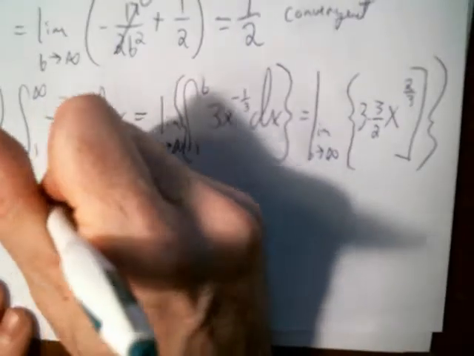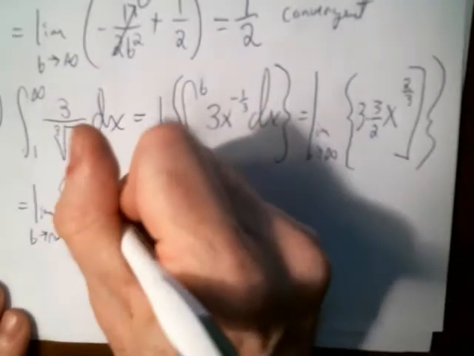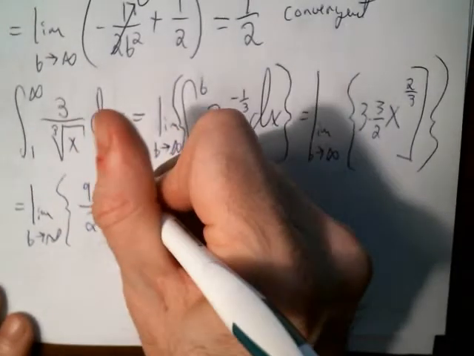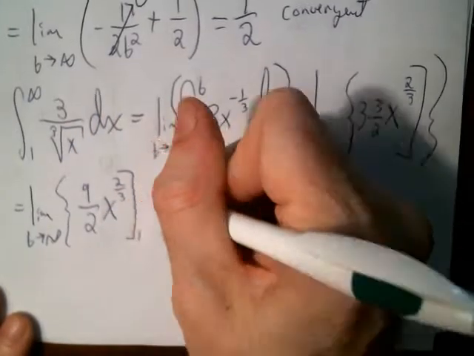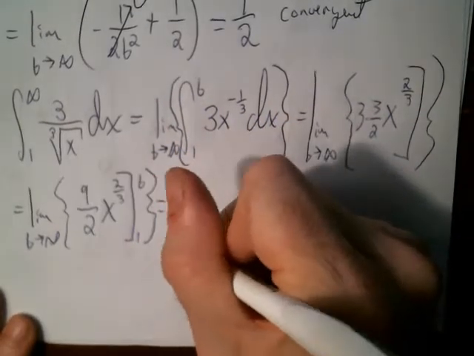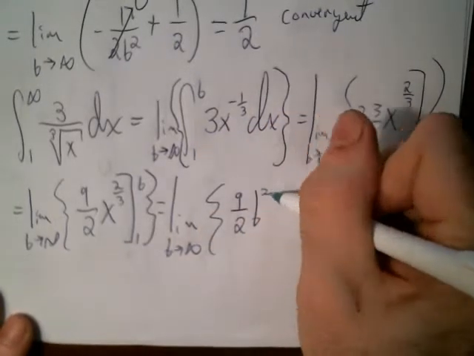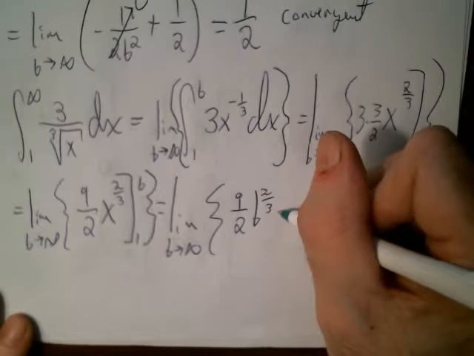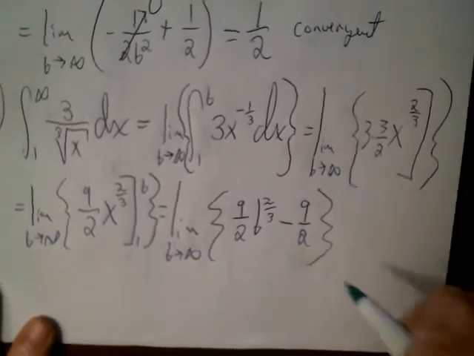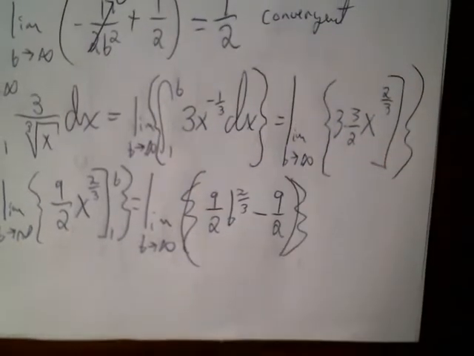So that'll equal the limit as b goes to infinity of 9 halves x to the 2/3, and we're evaluating from 1 to b. That'll be the limit as b goes to infinity of 9 halves b to the 2/3 minus 9 halves 1 to the 2/3, so just minus 9 halves. So finally, this is the thing we want to take the limit of.